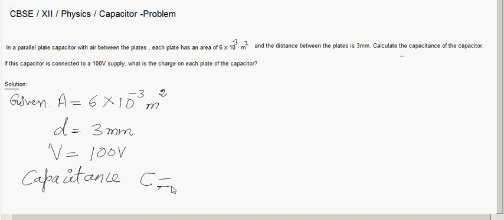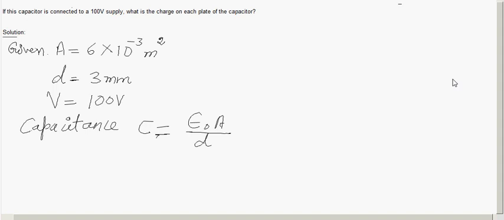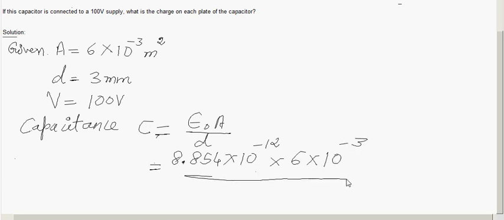C is epsilon naught A by d. The value of epsilon naught, you know, 8.854 into 10 to the power minus 12, into area is 6 into 10 to the power minus 3. d is 3 mm. Convert it into meter, 3 into 10 to the power minus 3. Do the calculation.